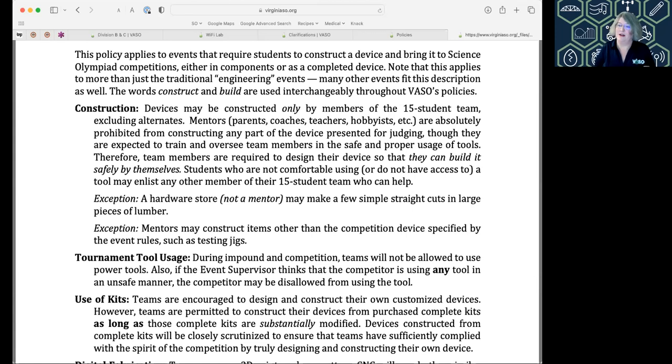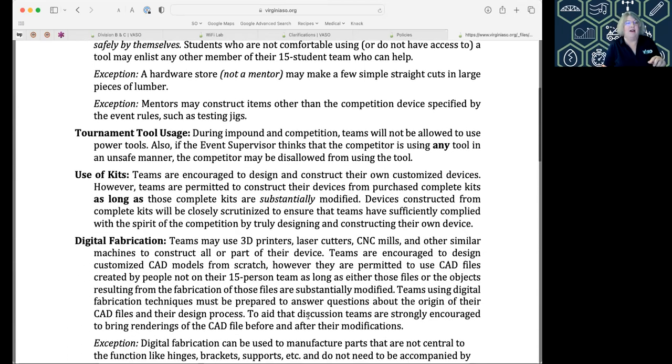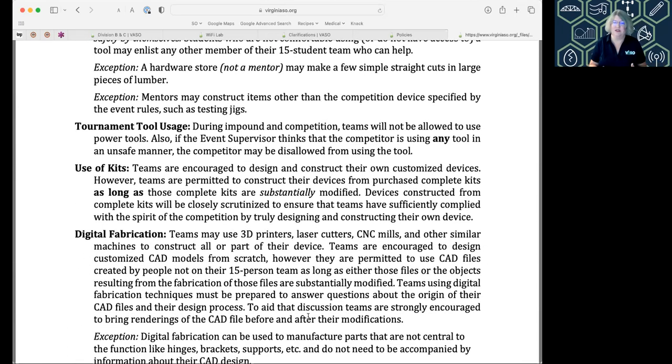But then let's talk about kits and digital fabrication as part of this, right? So we have a section in this policy about the use of kits, and note the wording about kits. VASO takes this seriously. Teams are encouraged to design and construct their own customized devices, but they can use kits as long as those kits are substantially modified.